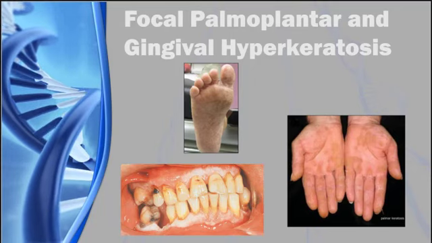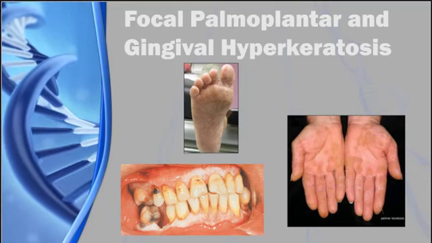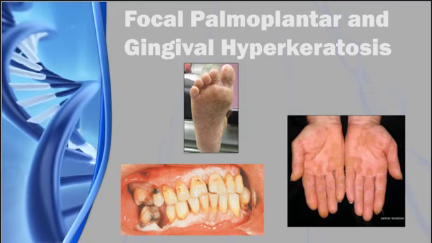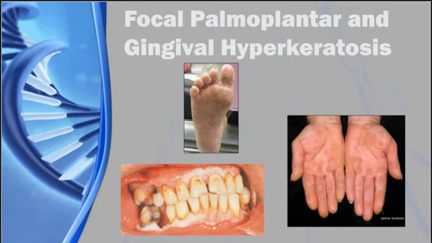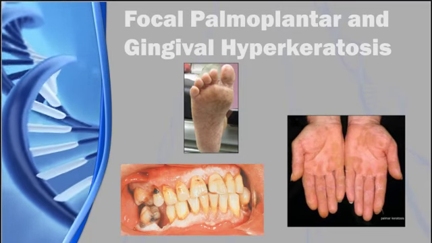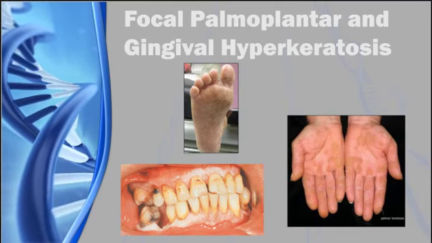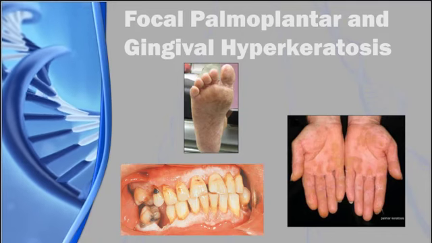Focal palmoplantar and gingival hyperkeratosis involves a hyperkeratinization of the palms, soles, labial and lingual gingiva. This one is going to begin in childhood, and it starts with the fingers and the toes, and there is no treatment for this condition, so it's just a hyperkeratosis.